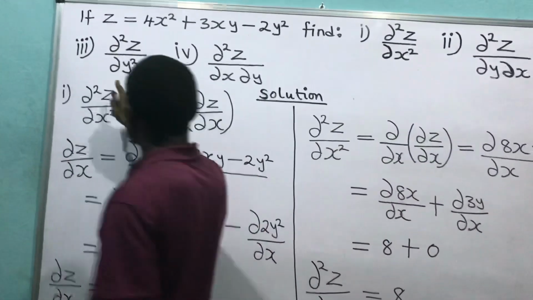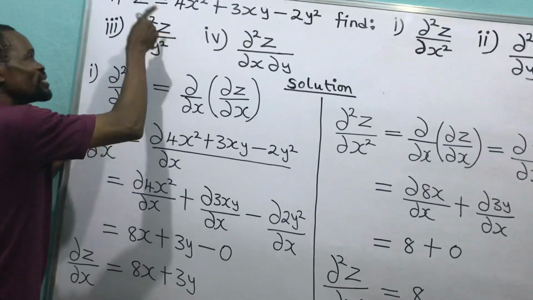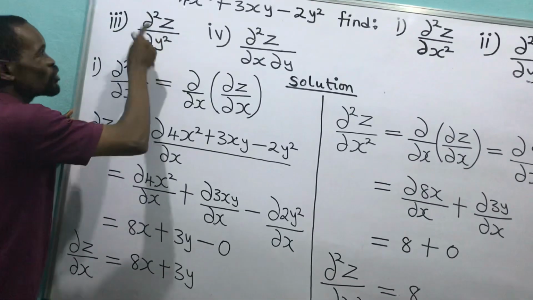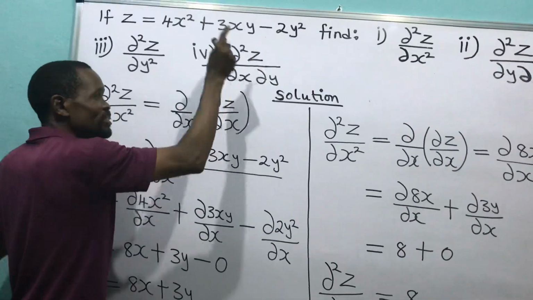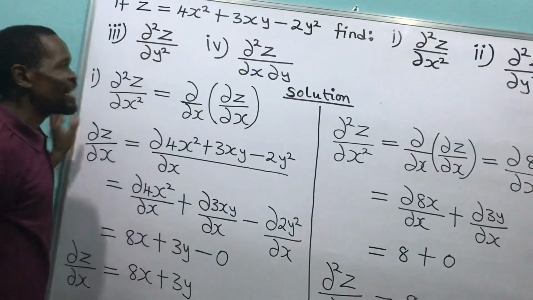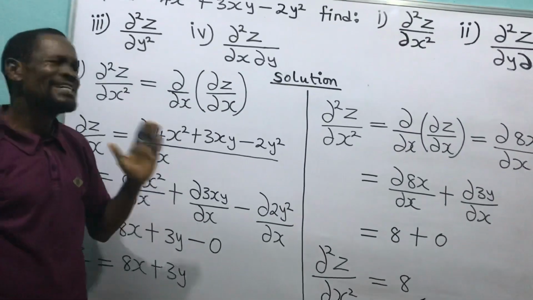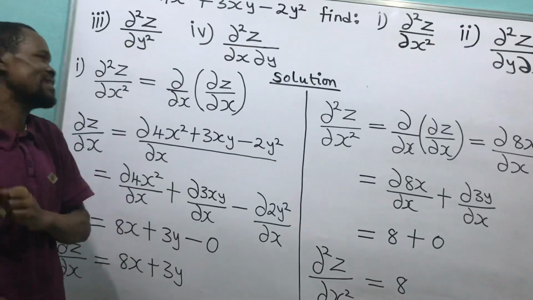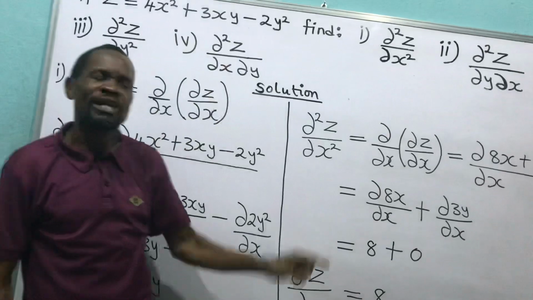Then III, the second derivative of z with respect to y, and IV, the second derivative of z with respect to x and with respect to y. That's what the question is all about. Let's look at this in less than 10 minutes. I'm going to make it clear to you in terms of partial differentiation here.